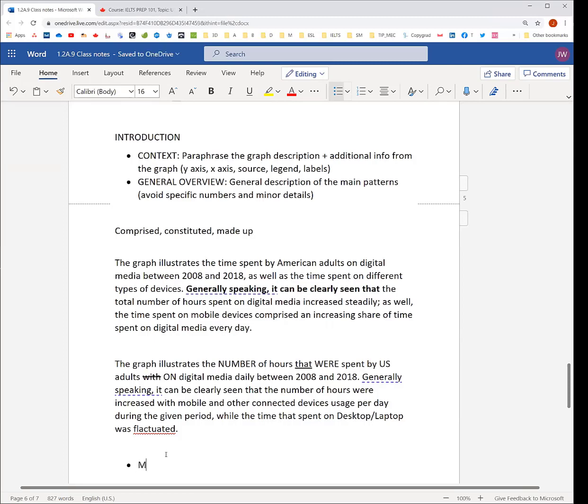Like I put were because I spent for mobile and other connected devices. Okay, but were increased is passive voice.